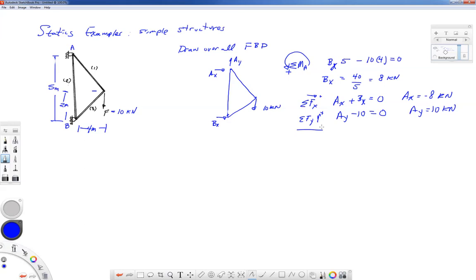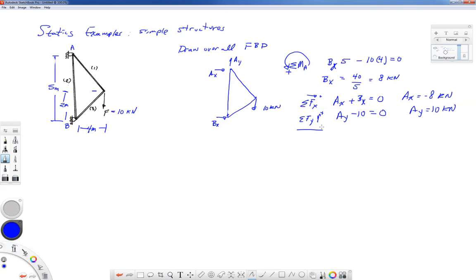All right, so now we have those reactions, but we may want to find the internal forces in bars 1, 2, and 3. And the reason why we want the internal forces is to calculate the stresses. So the stress in bar number 1 would be the force of bar number 1 divided by the cross-sectional area of bar number 1, and so forth. Okay, now this is where we want to move to the method of joints or the method of pins.